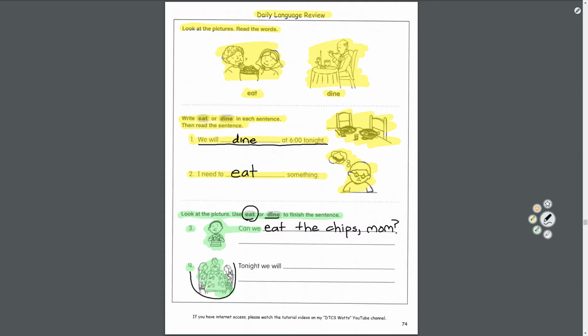Number 4, there's a family at a table. Tonight we will dine as a family. You can dine at home, but dining means you're sitting down. It's like an organized meal. You're sitting down so you can eat together. Tonight we will dine together. Period. Good. Okay, story time.